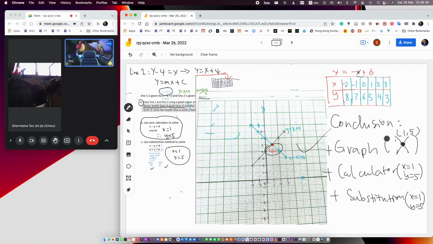Did you see I'm writing the conclusion on the right hand side of the slide 1? Yeah. So what do you observe? You observe that for the graph, this is called the intersection point. But for the calculator, this is not called the intersection point. For the substitution, this is not called the intersection point. So the conclusion is they have the same solution. Same solution.